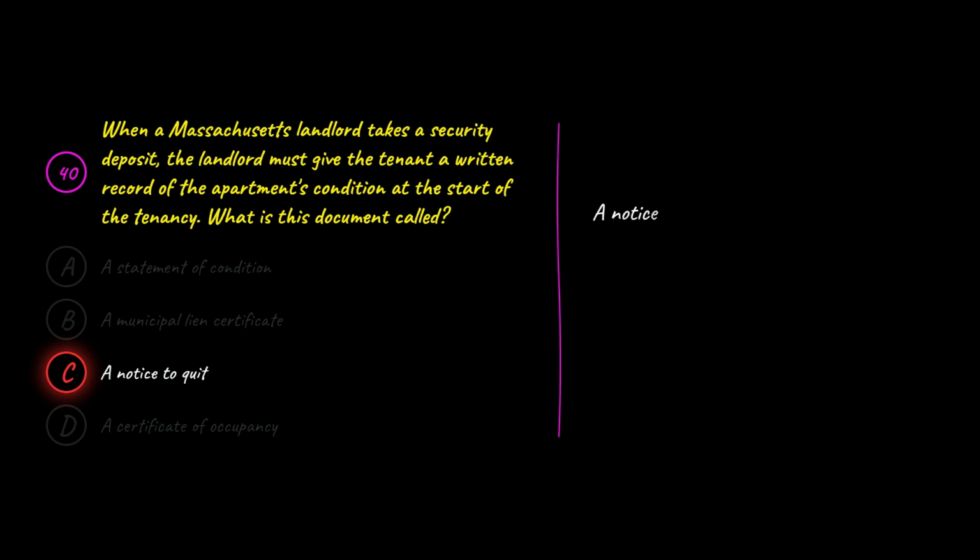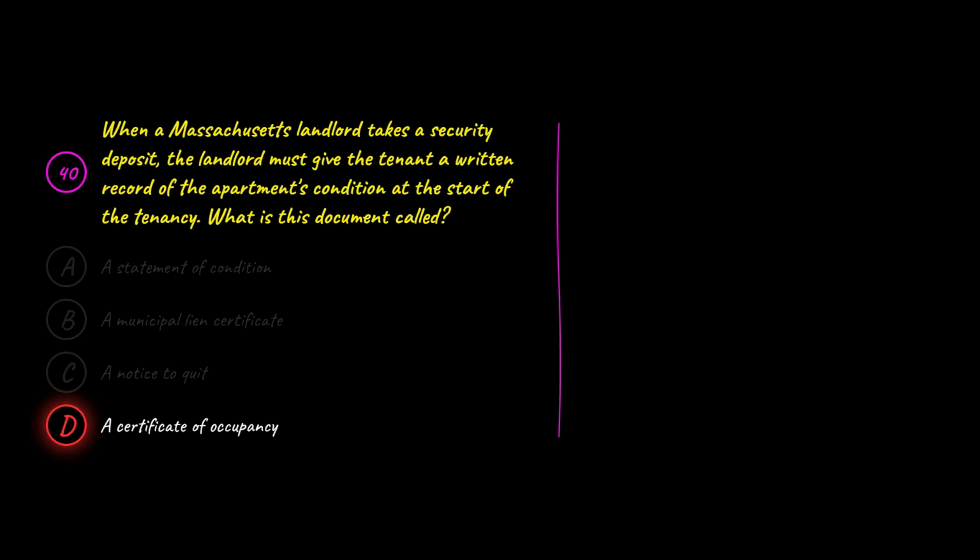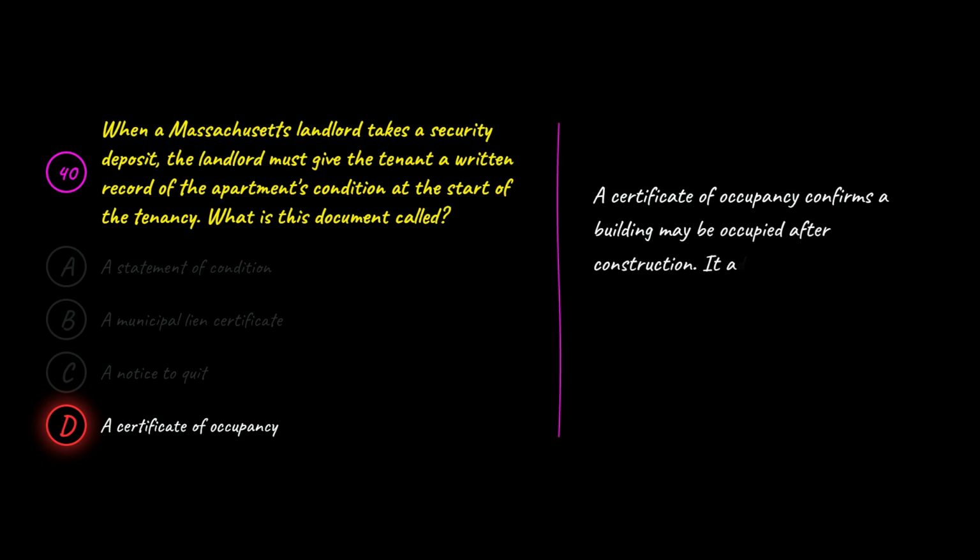C is wrong because a notice to quit is a document ending a tenancy or demanding possession. It belongs to the eviction process, not to the start of tenancy condition record required with the deposit. D is wrong because a certificate of occupancy confirms a building may be occupied after construction. It addresses code compliance, not the condition of a rental unit when a tenant moves in with a deposit.